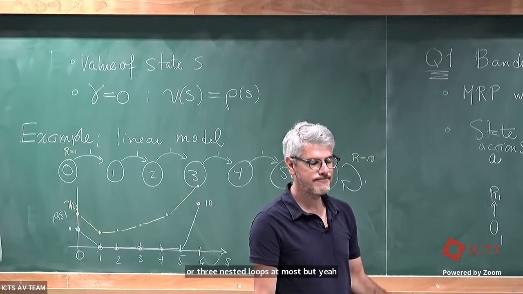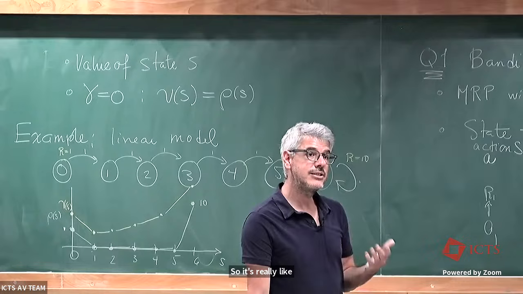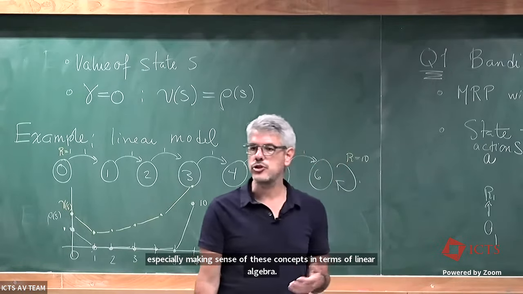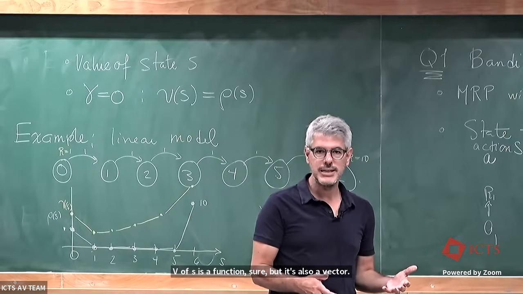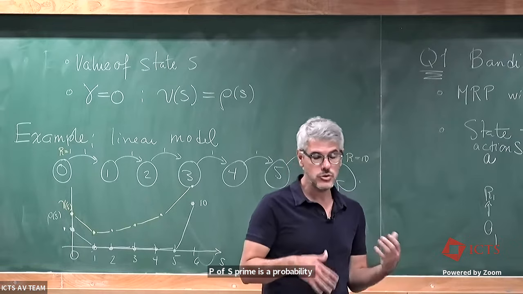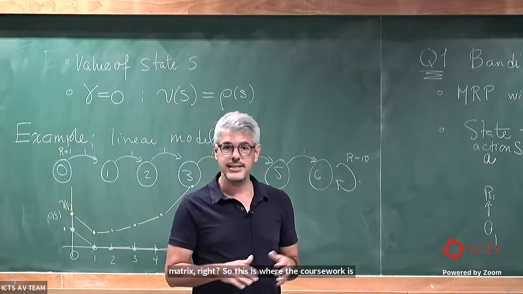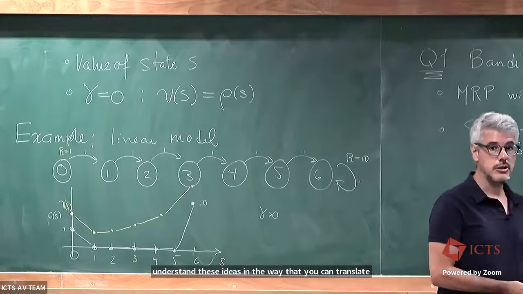So it's really about making sense of these objects, especially making sense of these concepts in terms of linear algebra. V of S is a function, sure, but it's also a vector. P of S, S prime is a transition probability, but it's also a matrix, right? So this is where the coursework is useful because it makes you understand these ideas in a way that you can translate all of this into linear algebra and then run this on a computer.